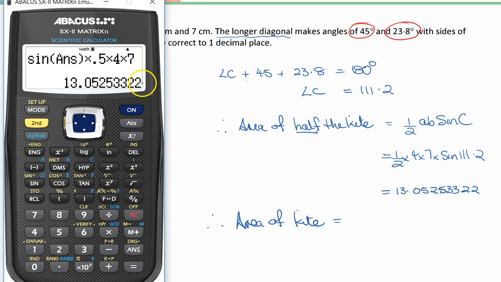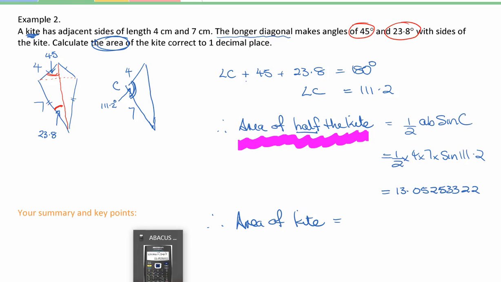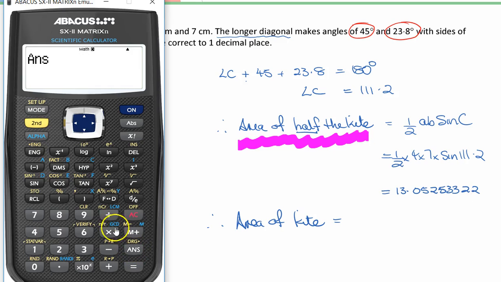And putting that in the calculator, we've got 13.05253322. That is only half of the kite, and that's why actually writing that will help you keep track of where you're at. Just because you've used a formula and you've got the area of a triangle doesn't mean you've answered the question. If you identify with a few words what you're actually doing, you won't cheat yourself, and you will be more likely to get all the marks that are available. So once we've got that, then we can simply take our answer and times it by 2 and get 26.1, correct to 1 decimal place.